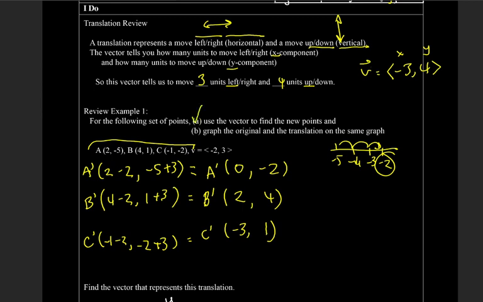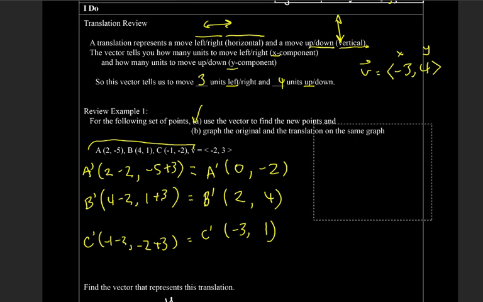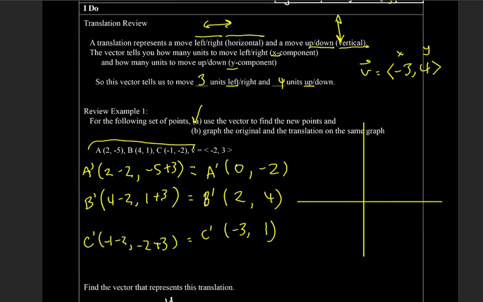Now we got B. So graph the original and the translation on the same graph. So let's do that then. Okay, great. So let's do a 5 all around. That seems to be a good number. Again, preferably graph paper.